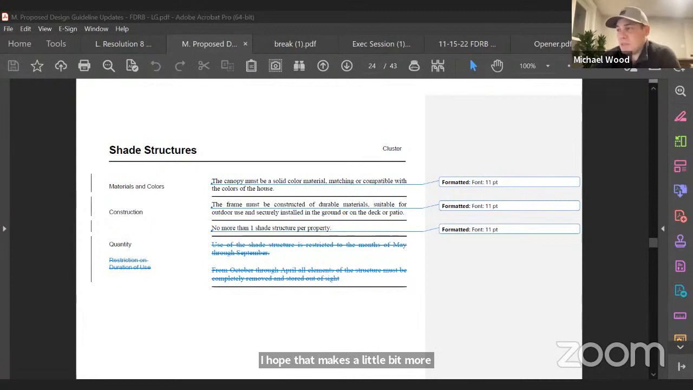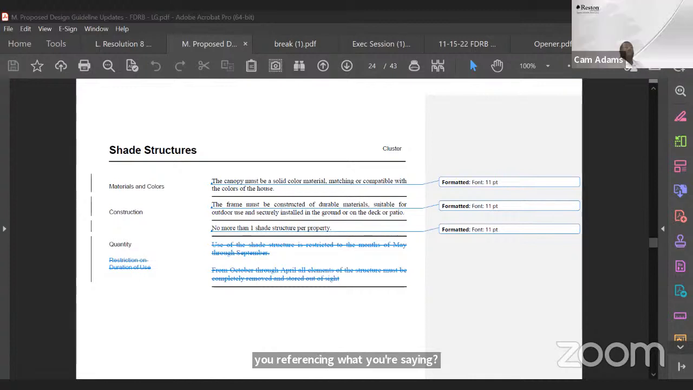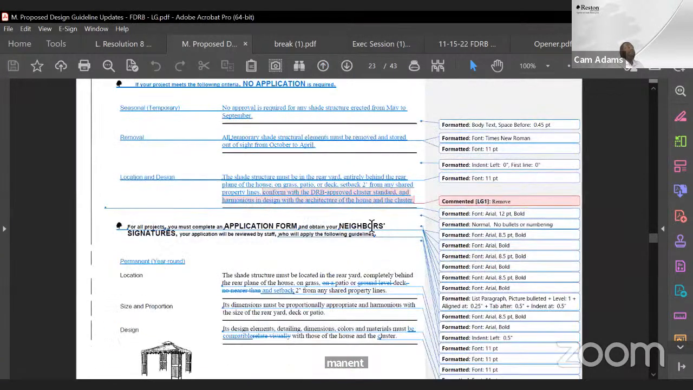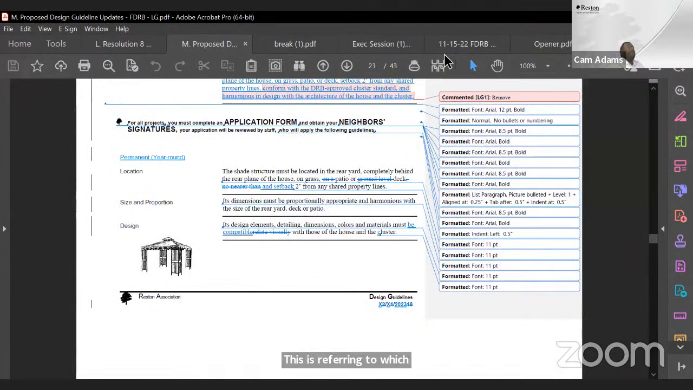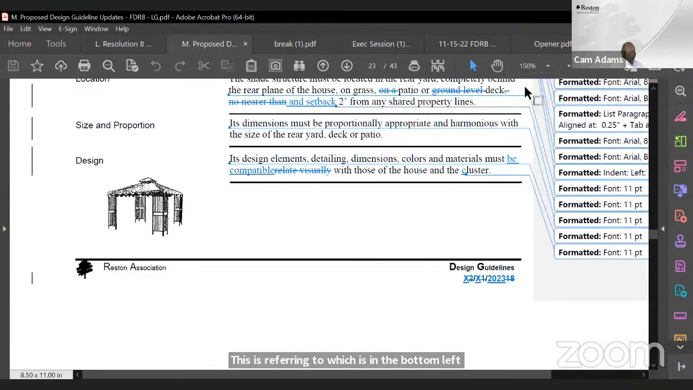I guess I'm lost because I'm missing what the definition of a shade structure is, because to me, are you referencing when you're saying a canopy, like a pergola, like a wooden pergola that's permanent? So if we could go up to the next page, there's actually a really good image of what I believe this is referring to, which is in the bottom left-hand corner, which is quite frankly really popular in Reston.